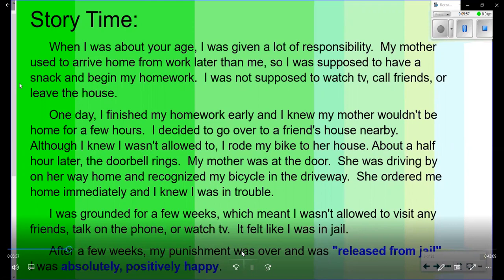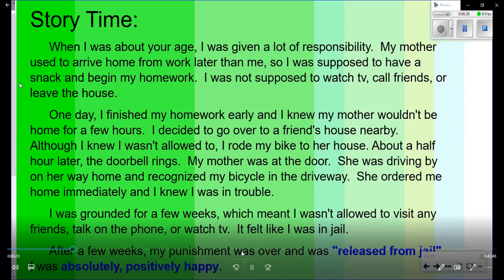I decided to go over to a friend's house nearby. Although I knew I wasn't allowed to, I rode my bike to her house. About a half hour later, the doorbell rings. My mother was at the door. She was driving by on her way home and recognized my bicycle in the driveway. She ordered me home immediately, and I knew I was in trouble.